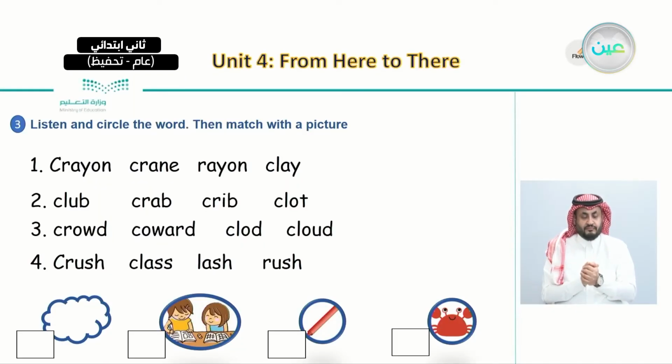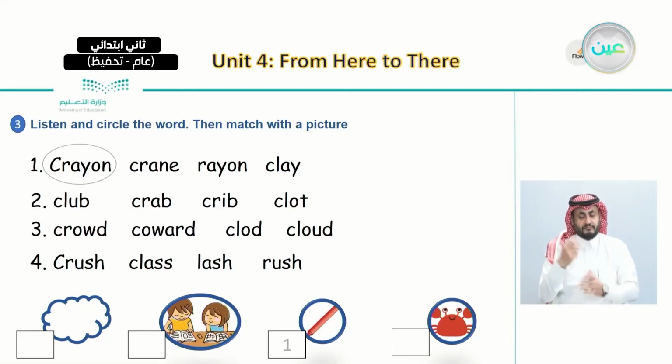Number 1, or the word of number 1 is crayon. Crayon. So what do you think? Which one of these 4 words is crayon? It is the first one. So here we put a circle and we go here and write number 1.